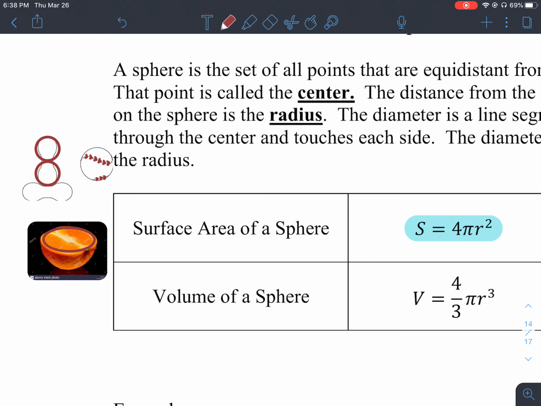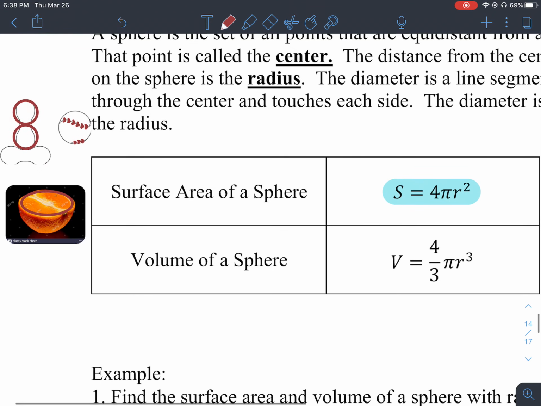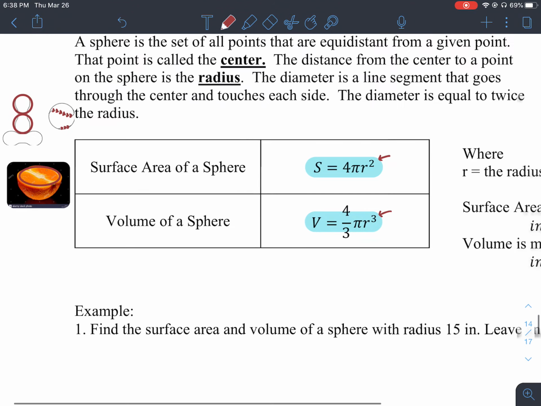Volume for a sphere is a slightly more complicated formula, not too much more complicated, but slightly more. The reason why the volume of a sphere is what it is has to do with calculus, and so we're not going to get into that, but it is this formula. This is 4/3 pi r cubed. Now the big difference here is if I look at surface area, I'm squaring my radius. If I look at volume, I am cubing the radius to get the volume of my sphere.